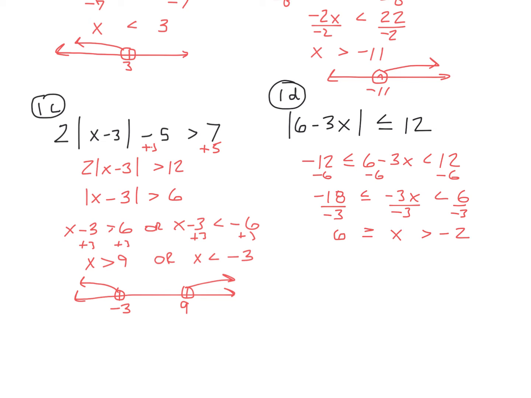And so you can see I have everything between 6 and -2. Making sure I do this correctly, putting it in the order in which they are on the number line. I have closed dots because they're equal to, and I have everything in between there. So the key part here is don't rewrite anything unless you have absolute value.